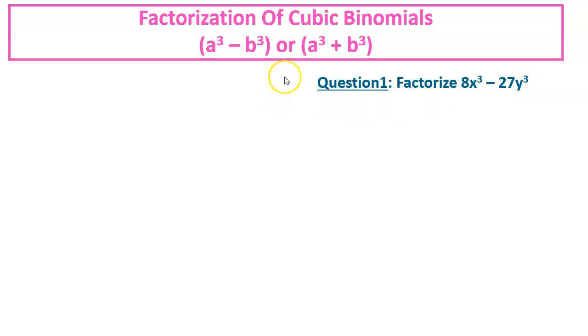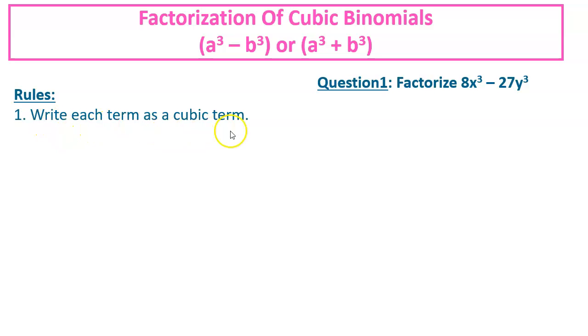Now coming to the rules part. The first rule says write each term as a cubic term. So 8x to the power of 3. How do we write it as a cubic term? We know 2 to the power of 3 is equal to 8. But we are not writing 2 to the power of 3 times x to the power of 3. We will be writing it as 2x whole raised to the power of 3.